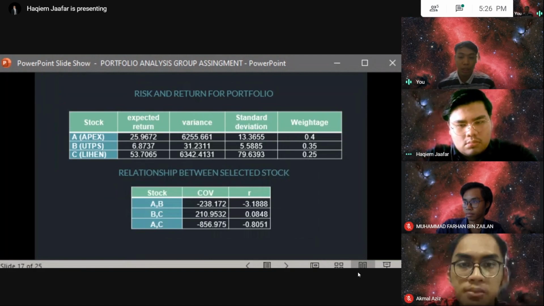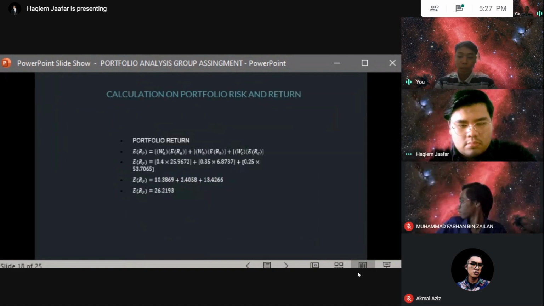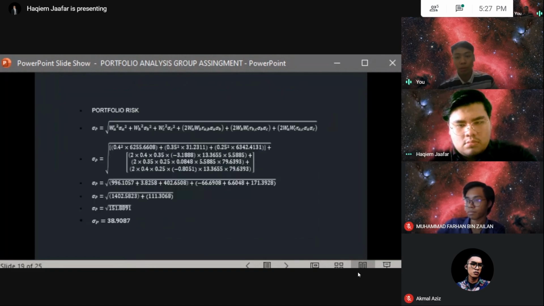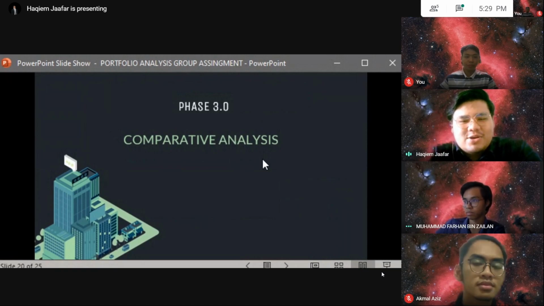Regarding the relationship between the selected stocks, A is Apex, B is United Plantation, and C is Lihan. From here, we can see that United Plantation and Lihan have a positive relationship with each other. And the other 2 pairs, AB, which is Apex and United Plantation, and Apex and Lihan, do not have a positive relationship with each other. Referring to the Markowitz model in the portfolio return, our portfolio return for these 3 selected stocks is 26.2393. And our risk is 38.9087.